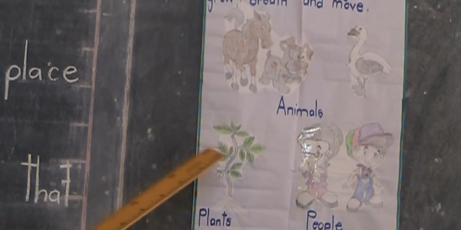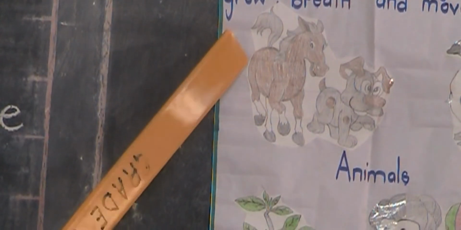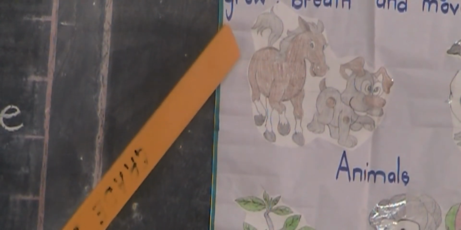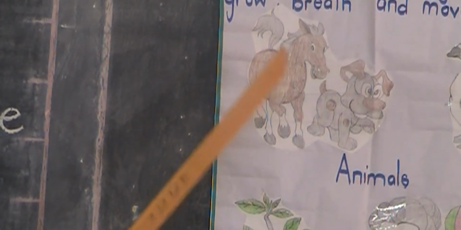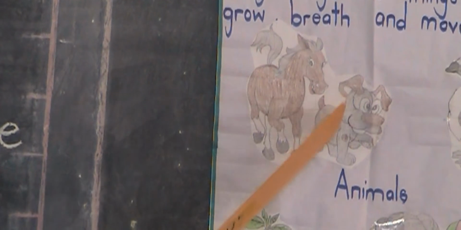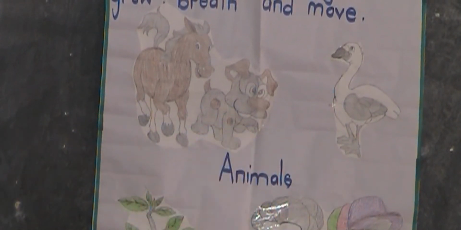So here, what do we call this living thing? Anyone? So we are saying this is a what? A plant. So we are saying plants are living what? Things. What about this? Can you tell me what this is? So our friend has said this is a horse. Can we all say horse? We also have a dog and we also have a goose. So these are animals. These are living things.